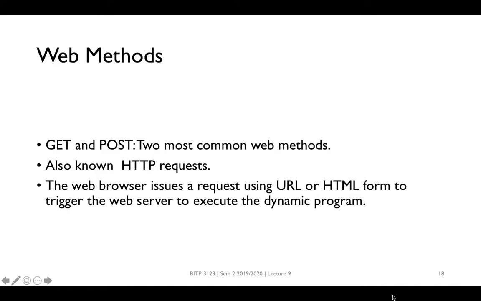The two most common web methods are GET and POST. These two are also known as HTTP requests. One of these web methods will be issued from the browser using a URL or HTML form to trigger the web server. That trigger will execute the dynamic program in the application server.